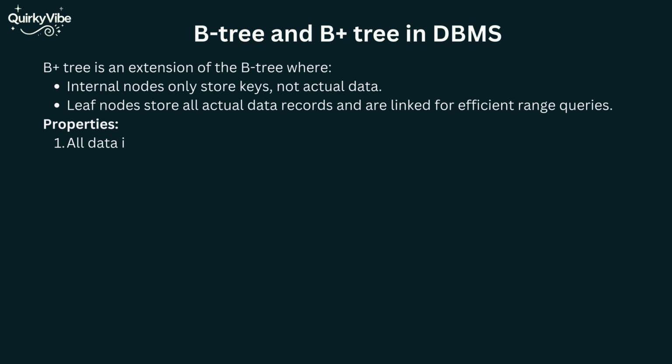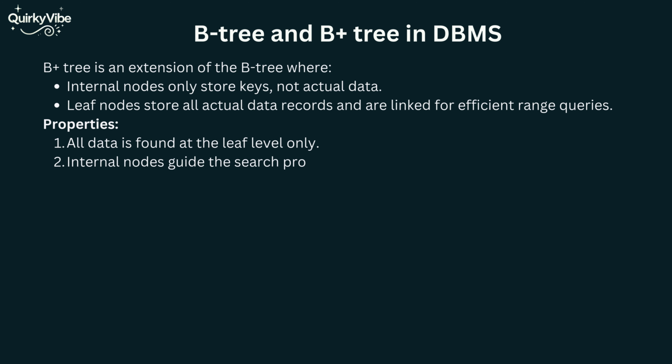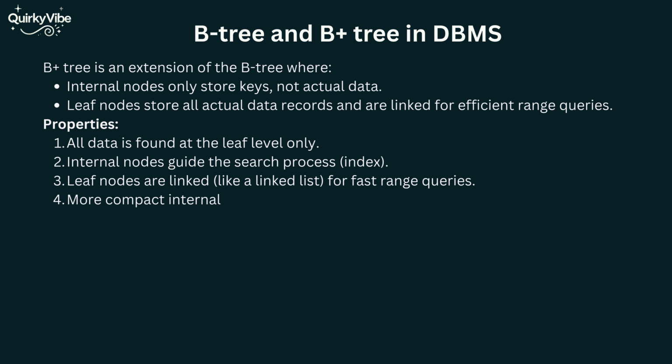B+tree has the following properties. All data is found at the leaf level only. Internal nodes guide the search process. Leaf nodes are linked, like a linked list, for fast range queries. More compact internal structure means better caching.